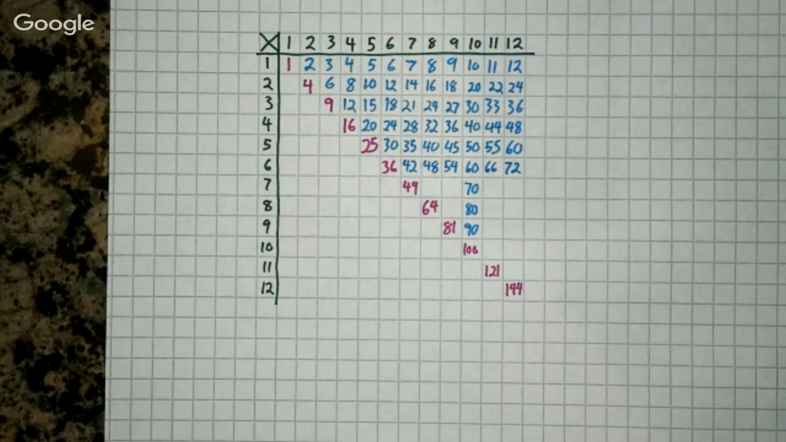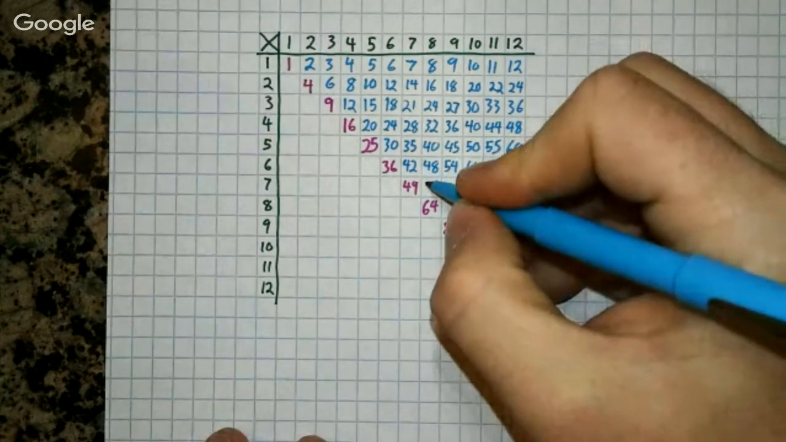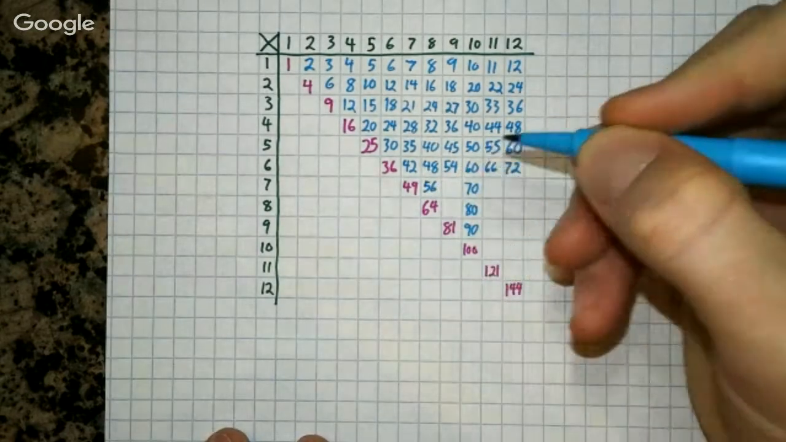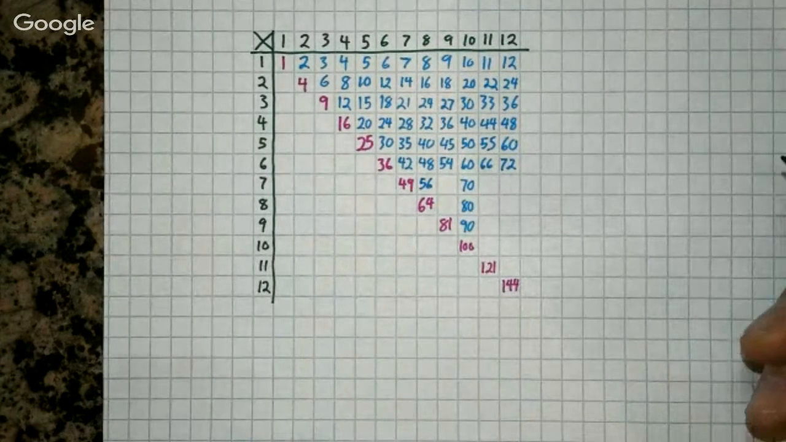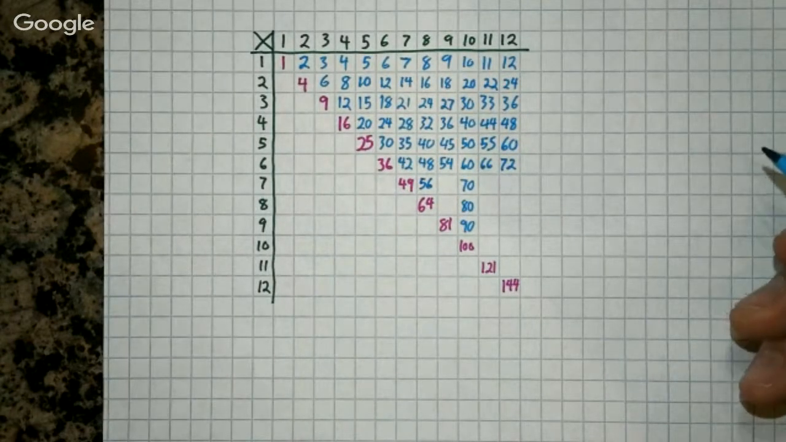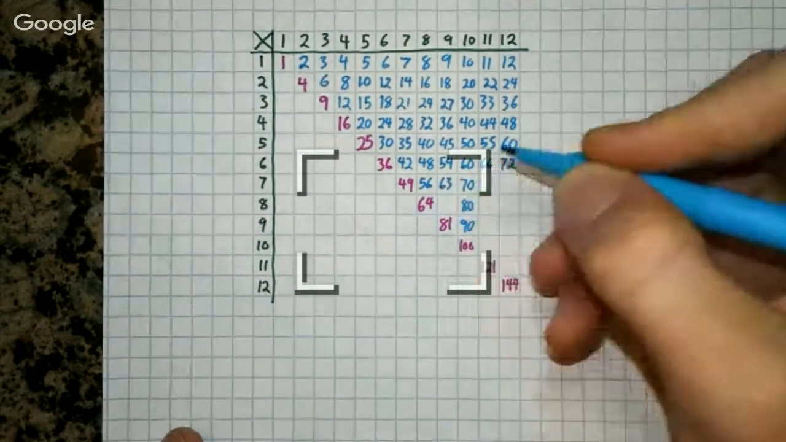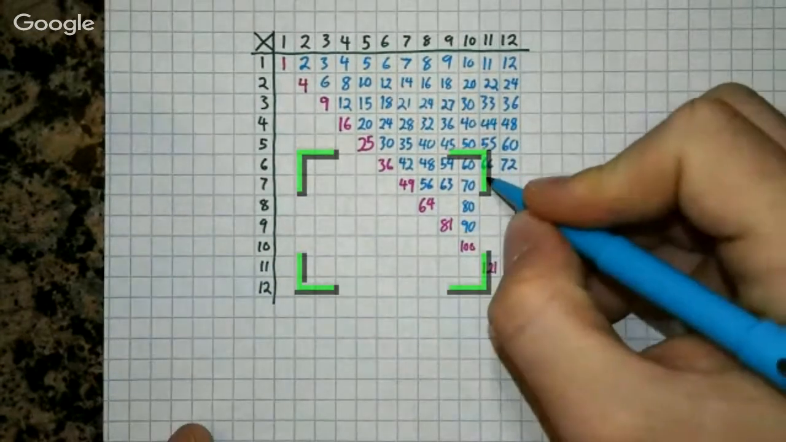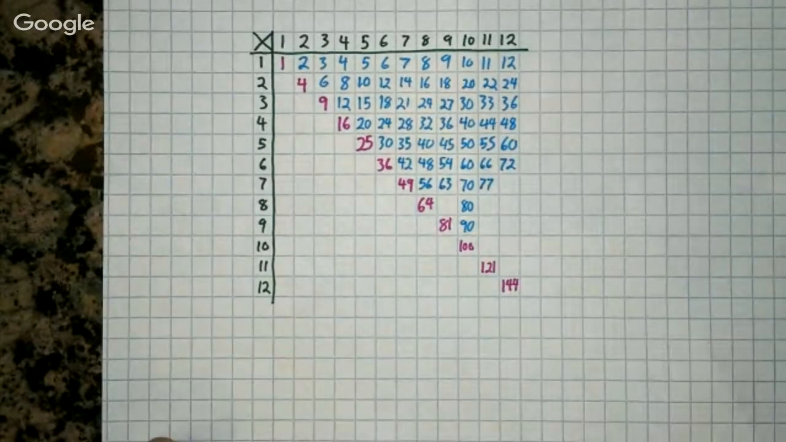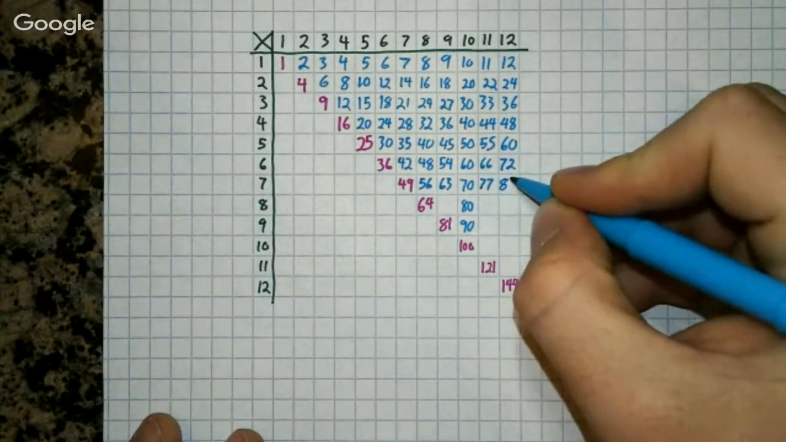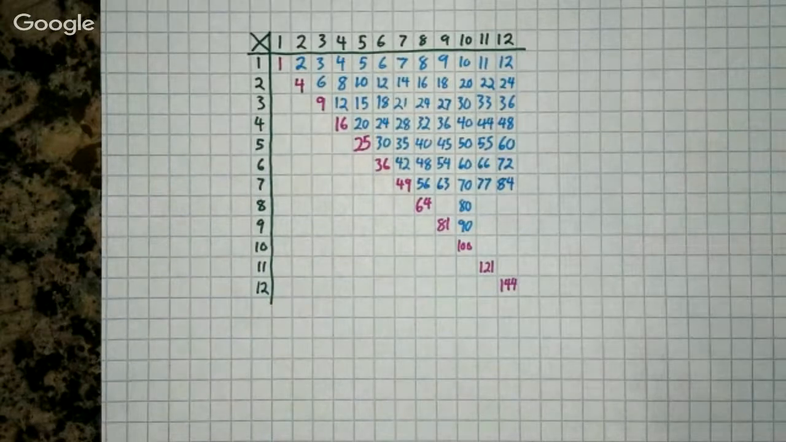Now we're doing our 7 times tables, which we did. 7 times 7 is 49. 7 times 8 is 56. 7 times 9 is 63. 7 times 10 is 70. 7 times 11 is 77. And 7 times 12 is 84. Great. Now we'll go on to our next one.